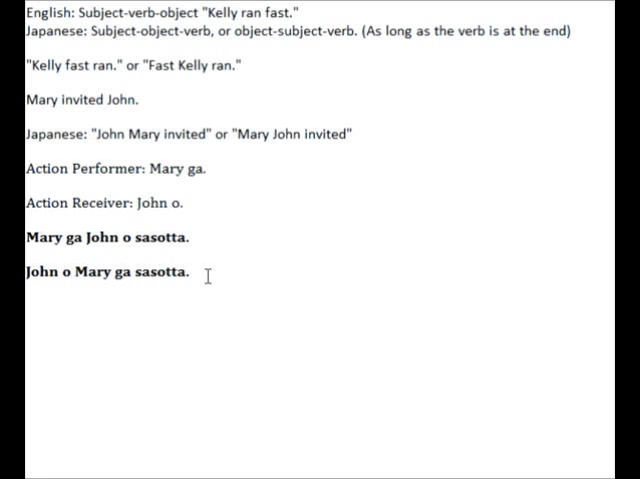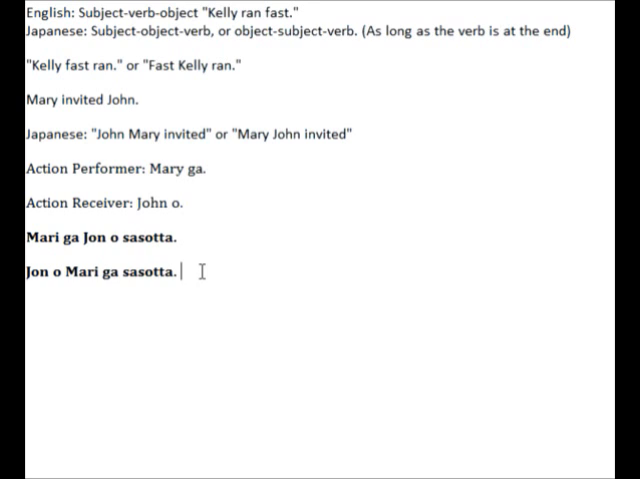Alright, well, technically, another thing is that in Japanese, instead of Mary with a Y, it would be spelled Mari, since Y and H don't usually go together like that. So, Mari ga John o sasota and John o Mari ga sasota are the exact same thing. They both mean this. Alright, and some of you are still confused, I'm sure. So I'm going to explain it a little bit further.